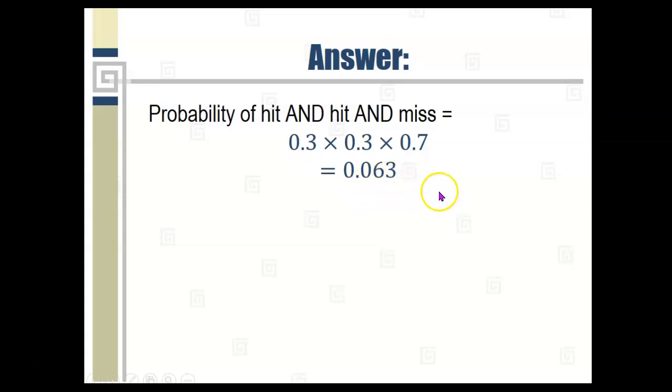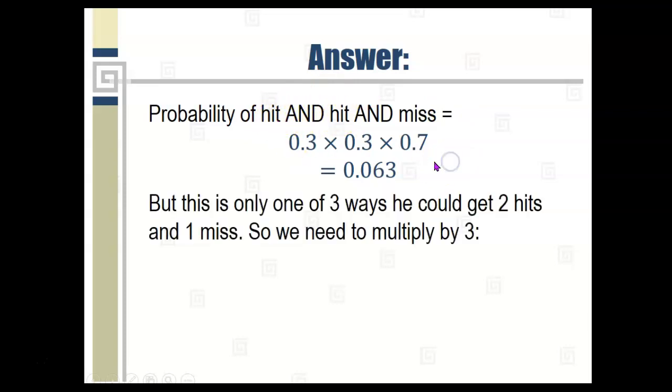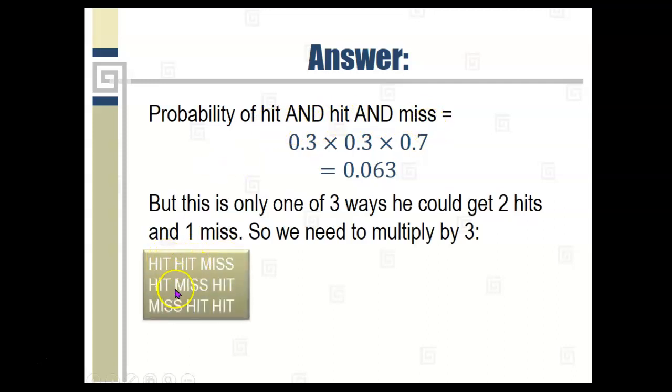But that's not really the answer to the question of what's the probability that he gets 2 hits, because this is only one of the possible ways of getting 2 out of 3 hits. There are other ways. He could get a hit and then a miss and then a hit his third time up. Or he could miss the first time up and then hit the second and third times. So we'd have to multiply this by 3 to get the correct probability of 0.189.